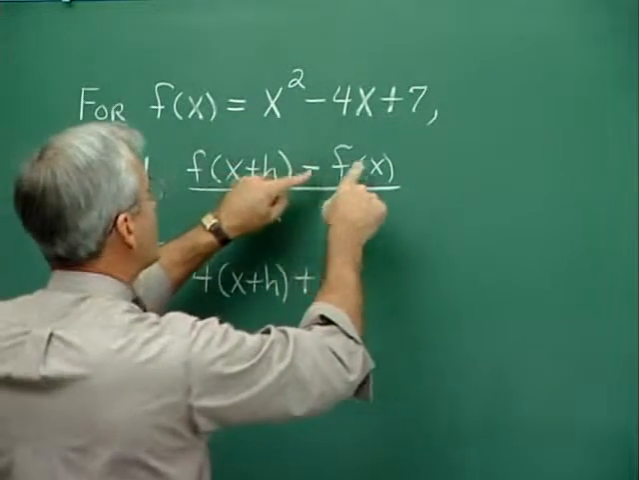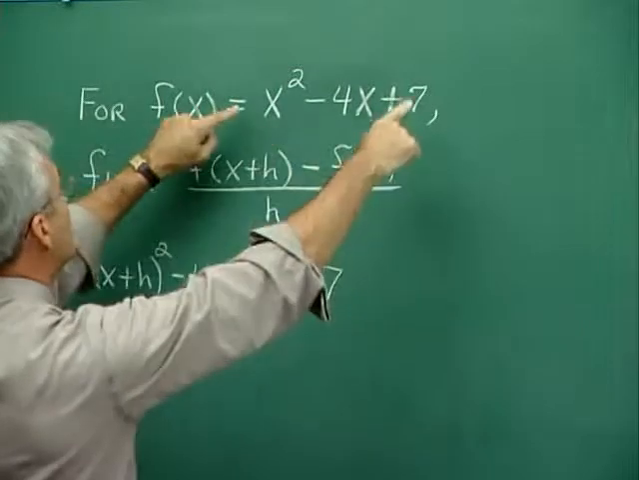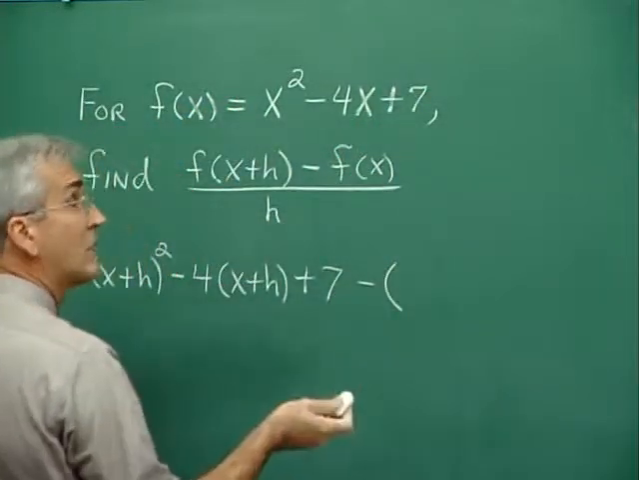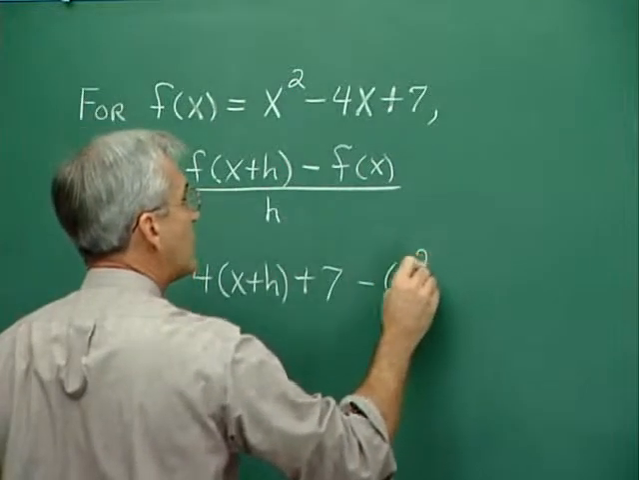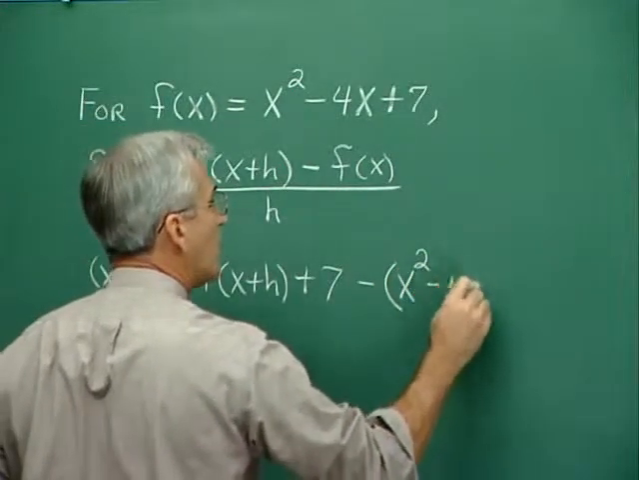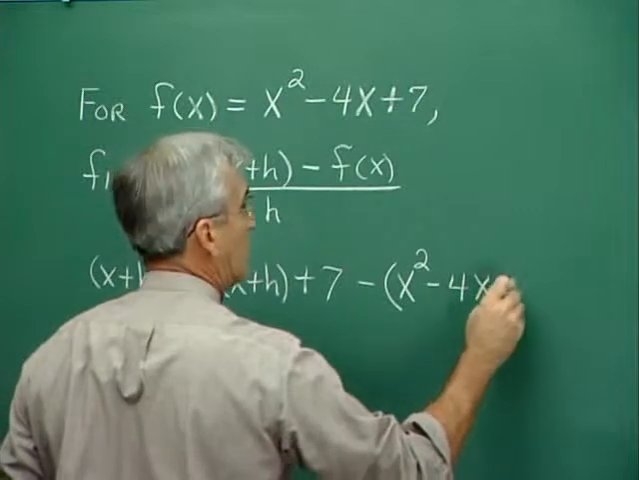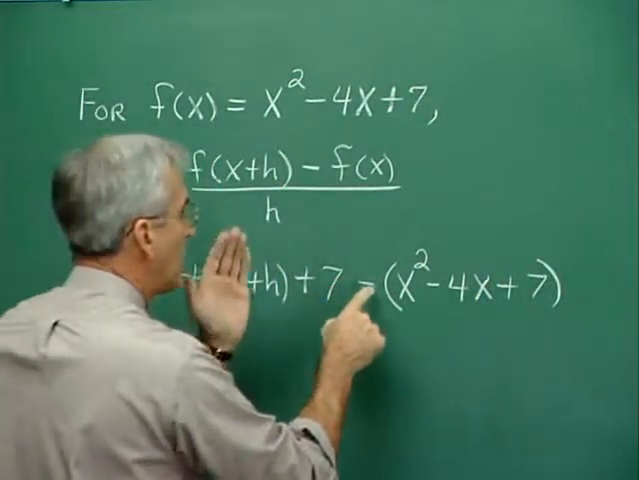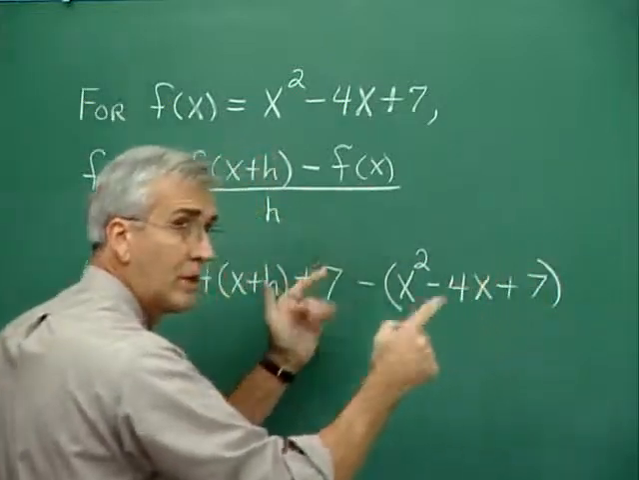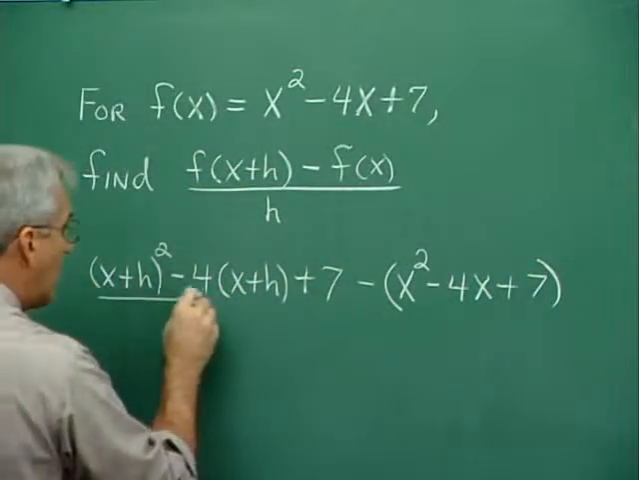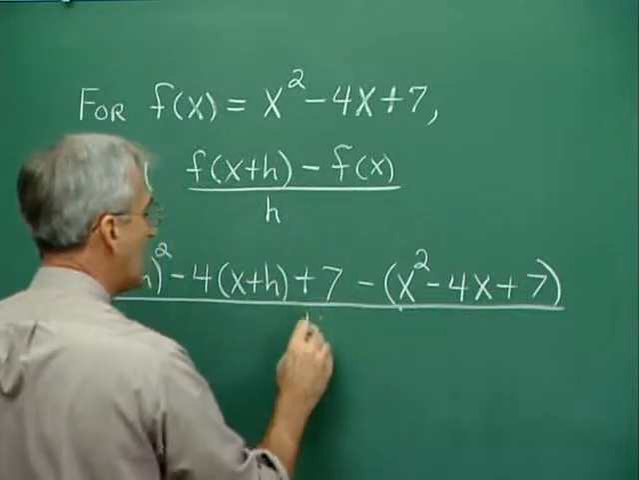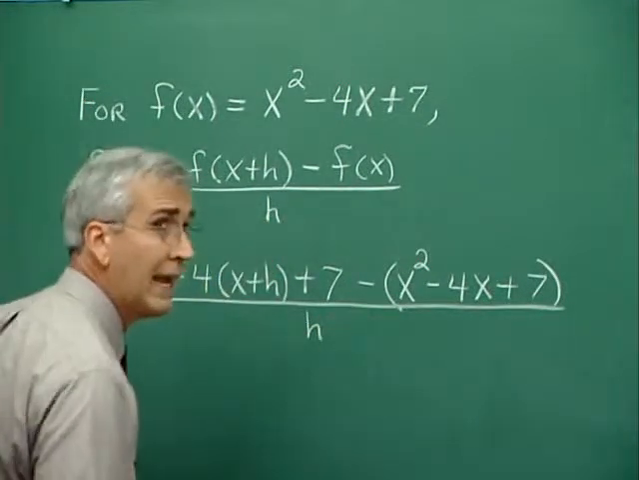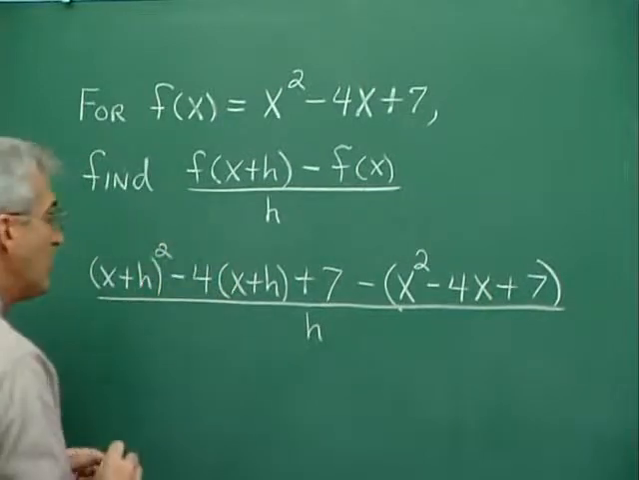All right, minus f of x. Well, f of x is this expression. So it's minus the f of x expression. Now notice I've introduced a parenthesis here because I'm writing a trinomial, and I want to make sure we're talking about subtracting the entire trinomial and not just the first term of it. All right, and then all of this is over h. Now notice, no function notation in this denominator. All we're doing is writing h. All the action is in the numerator here.